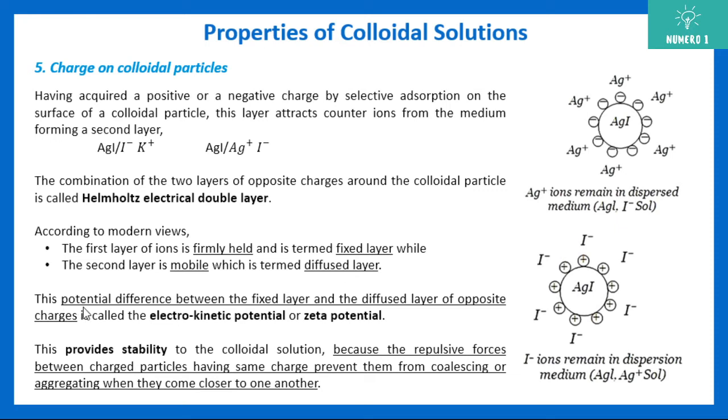Now, the potential difference between the fixed layer and the diffuse layer, that is the second layer, is known as electrokinetic potential or zeta potential. Okay, so one is a positive layer, the other is a negative layer. The potential difference between the positive layer and negative layer is known as your zeta potential or electrokinetic potential.